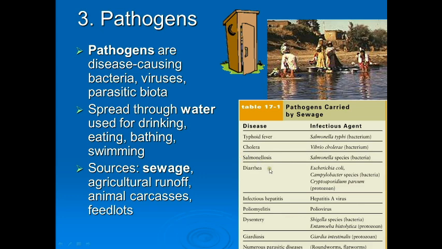salmonellosis. You can get diarrhea from our friend E. coli and some others. You can get some hepatitis from it. Dysentery, giardia, and other things like from parasites like roundworms and flatworms. All of these can be carried by sewage, get into our drinking water, and affect us.